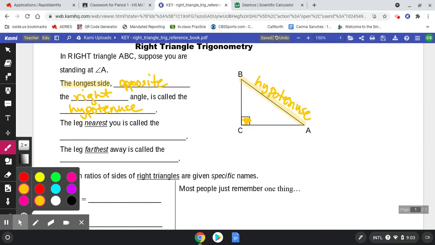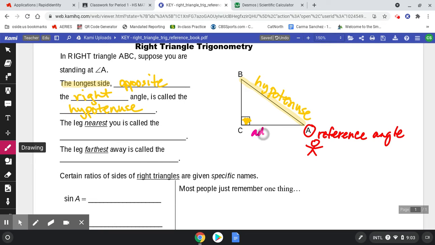Then the leg that's nearest to you. Now, by the way, nearest to you what? Which angle are we talking about? We're going to consider this angle A our reference angle. Since we're using A as the reference angle, you're going to pretend like you're standing here at A. And what would this leg nearest you be called? The leg nearest you is going to be called the adjacent leg.